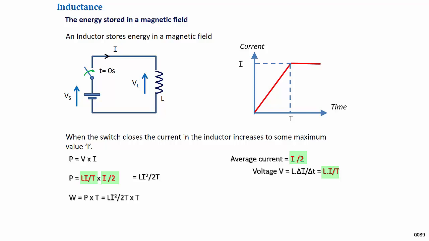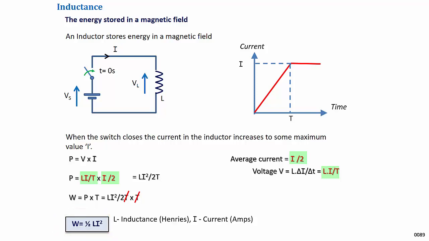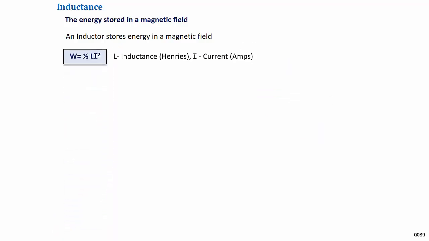Since energy equals power times time, if we multiply L times I squared divided by 2T by T, the T's cancel, and we get the result shown in the highlighted box. Energy stored equals a half times L times I squared. Provided the inductance is in henries and the current in amperes, then the calculated energy will be in joules.